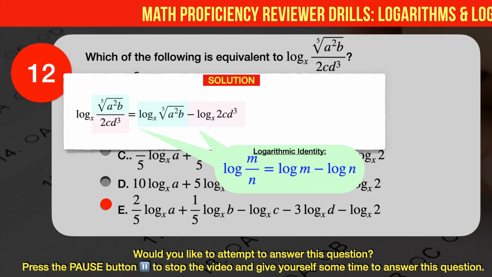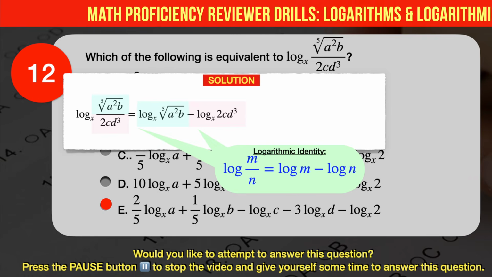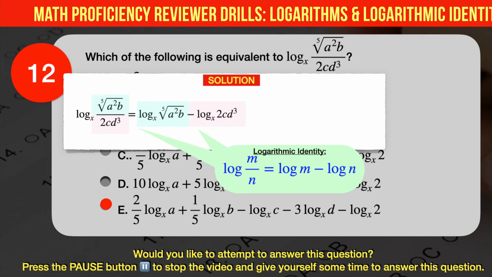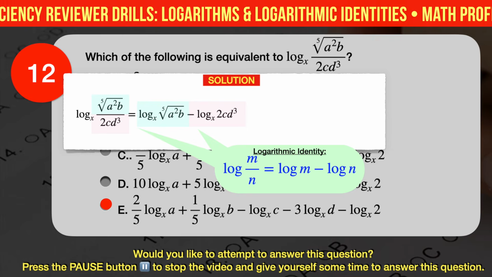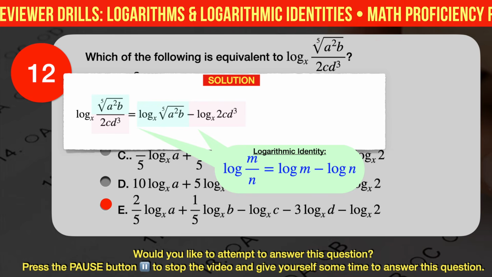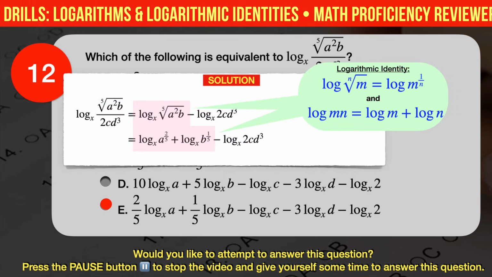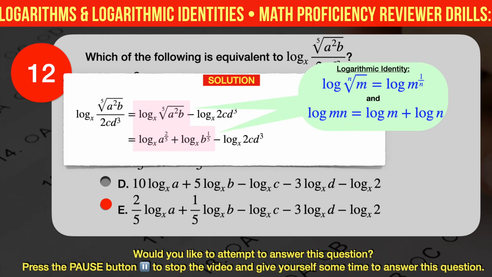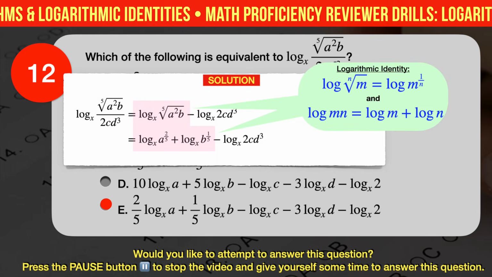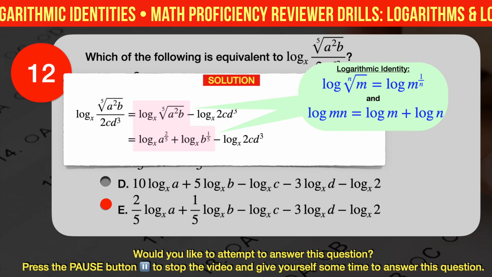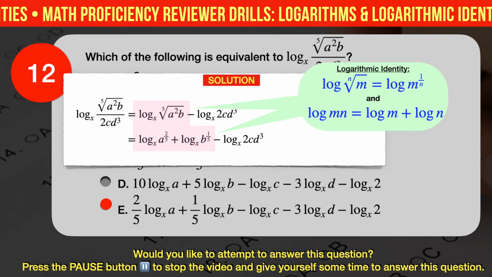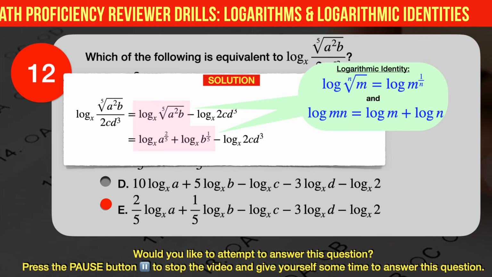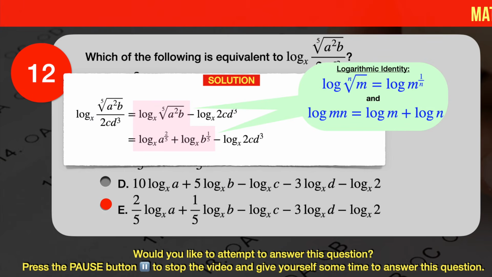This is sometimes referred to as the quotient rule. Therefore, we can rewrite the given expression as logarithm base x of the fifth root of a squared b minus the logarithm base x of 2cd cubed. Next, recall that the logarithm of the n root of m can be rewritten as logarithm of m raised to 1 over n. And the logarithm of m times n can be rewritten as the logarithm of m plus the logarithm of n. This is sometimes referred to as the product rule.